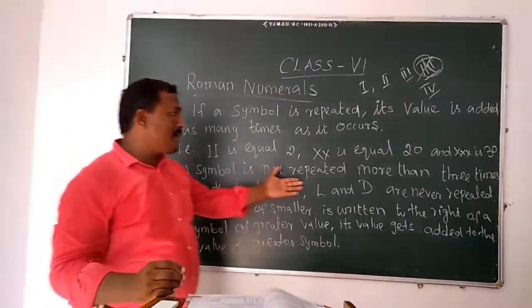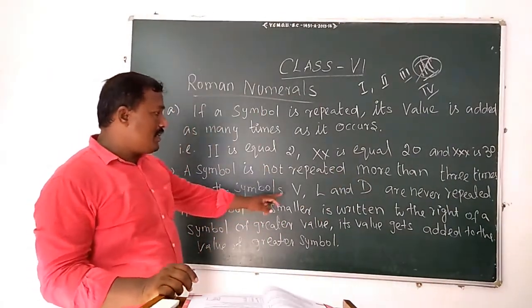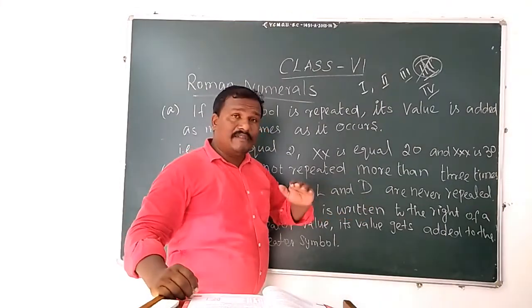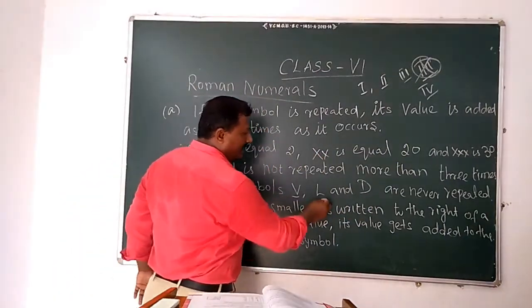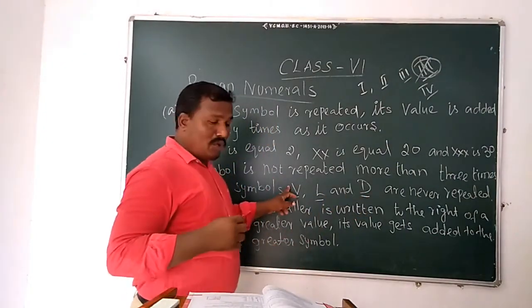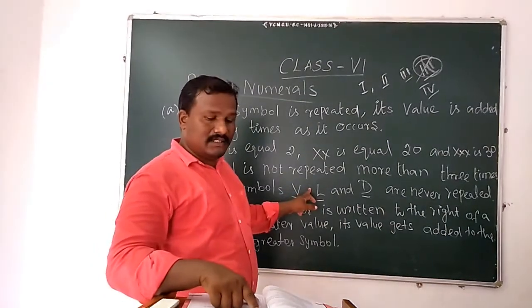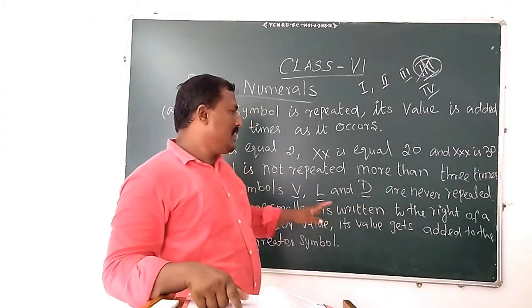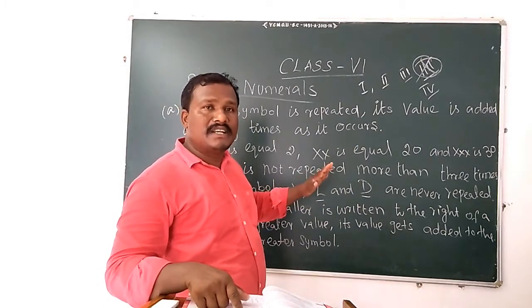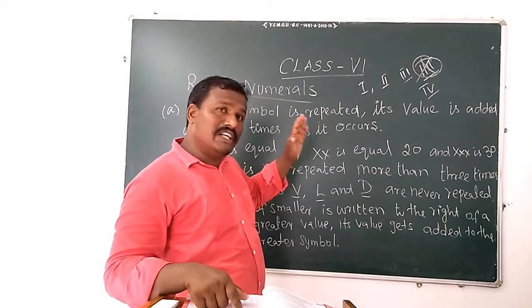Okay, so that's the second rule. A symbol is not repeated more than 3 times, but the symbols V, L, D are never repeated. Keep in mind, V, L, D. You know the value of V? 5. L is 50, then D is 500. These symbols are never repeated, but the remaining symbols can be repeated.